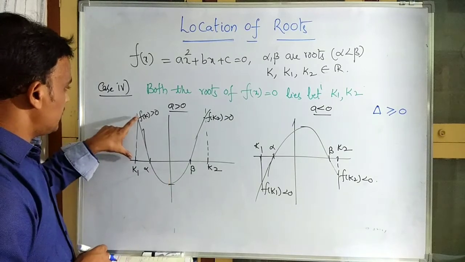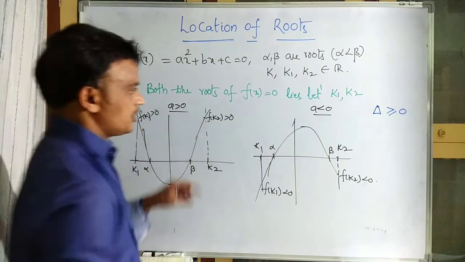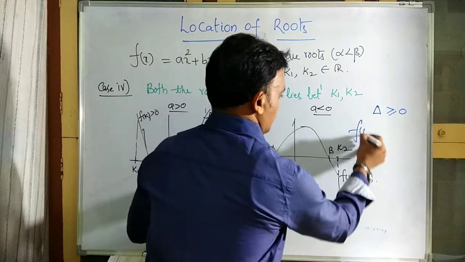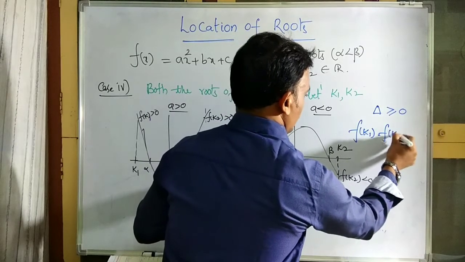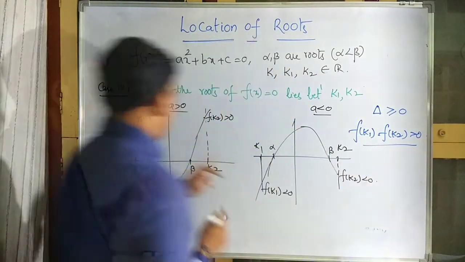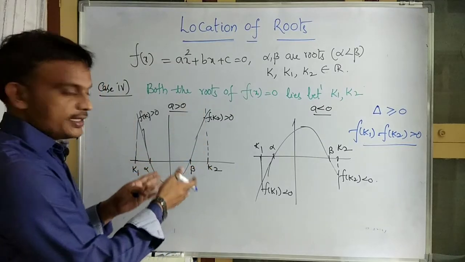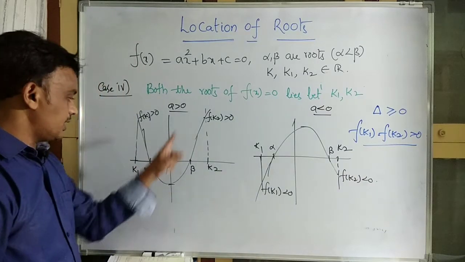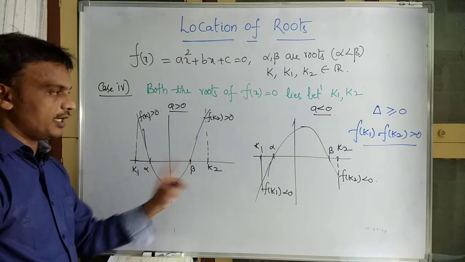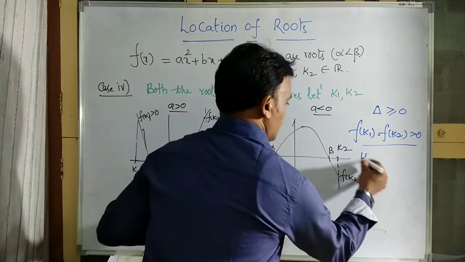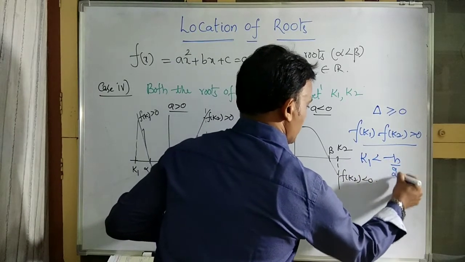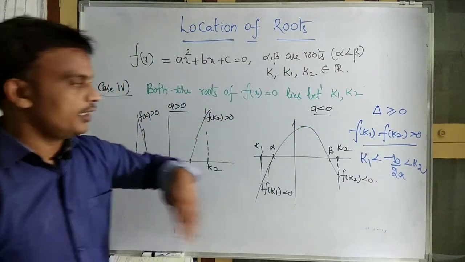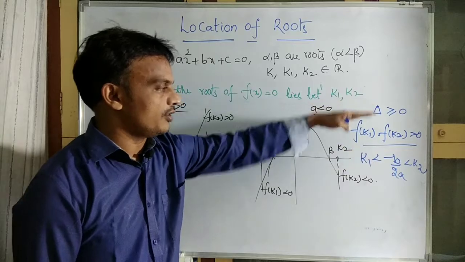And f of k1 is positive, f of k2 is positive. Here f of k1 is negative, f of k2 is negative. Can I write it like this? F of k1 into f of k2 is greater than 0, since both have the same sign. And the vertex minus b by 2a lies in between k1 and k2. Can I write it like this? k1 is less than minus b by 2a, which is less than k2. Then finally we are going to take the intersection of all the conditions.